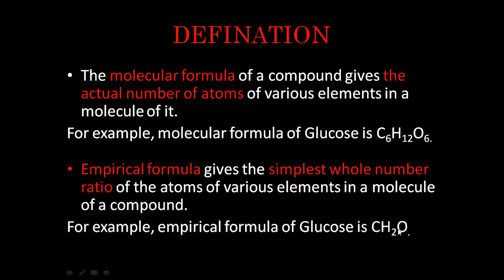What does it tell us? It tells us that in glucose, carbon, hydrogen, and oxygen are present in the ratio of 1:2:1. So in glucose, for every 1 carbon atom, there are 2 hydrogen and 1 oxygen. That is the ratio in which it is present. So molecular formula gives us the actual number of atoms of different elements present in a molecule of a particular substance, but empirical formula gives us the ratio of these various elements which are present in a molecule of a particular substance.